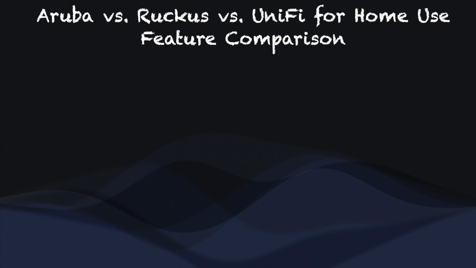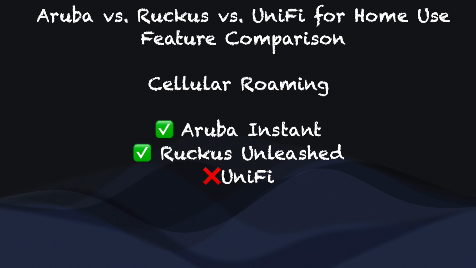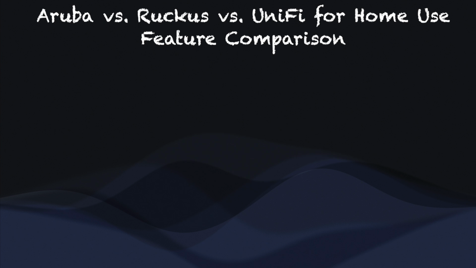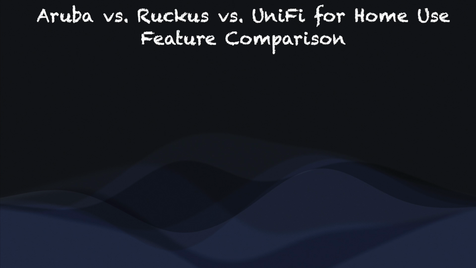As an average home user, I think the 3 main relevant differences are automatic radio resource management availability on Aruba Instant and Ruckus Unleashed, cellular roaming support on Aruba Instant and Ruckus Unleashed, and better integrated visual Wi-Fi troubleshooting and analyzer tools on UniFi. Personally, automatic radio resource management and cellular roaming have shown to improve my daily Wi-Fi experience at our home.